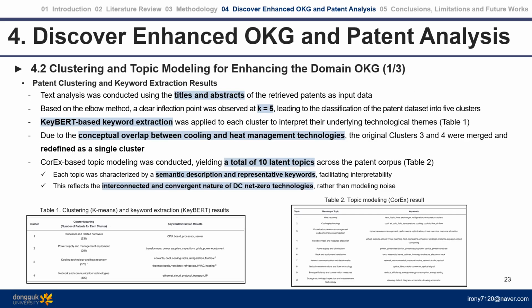Text analysis was conducted using the titles and abstracts of the retrieved patents as input data. Based on the elbow method, K is derived as 5, and keyword-based interpretation was applied to each cluster to interpret their underlying technological themes, as shown in Table 1. Due to the conceptual overlap between cooling and heat management technologies, the original clusters 3 and 4 are merged.